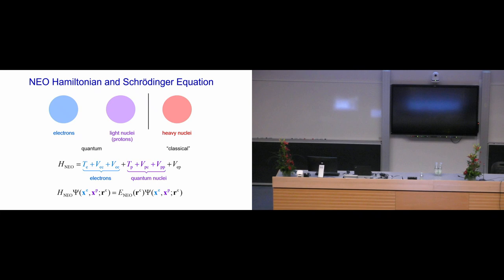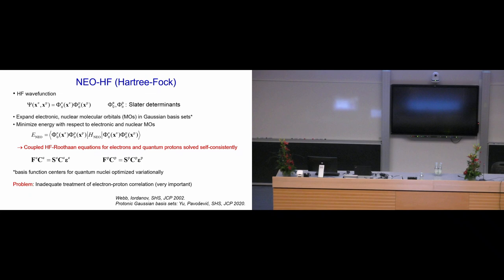So with that in mind, we think about what the simplest NEO wave function is going to be, and that's Hartree-Fock. Right? It's just going to be the product of an electronic and a nuclear Slater determinant. These determinants are made up of electronic and nuclear orbitals, which can then be expanded in Gaussian basis sets. So we had to develop proton Gaussian basis sets. That was done long ago, but the most recent ones are probably the most effective ones. These are just like SPDF and so forth, but they're going to be more localized than the electronic counterparts.